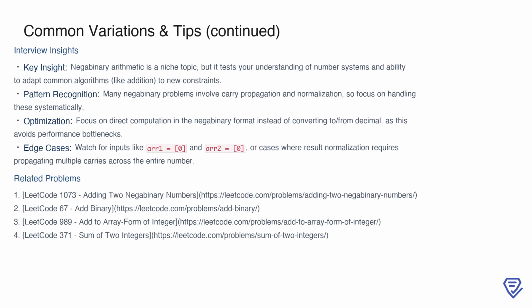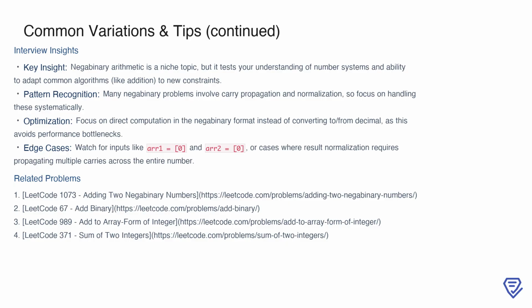When it comes to interviews, understanding the unique aspects of Negabinary arithmetic can give you an edge. This topic is less about memorization and more about demonstrating your ability to adapt standard algorithms, such as addition, to fit new constraints. A key pattern to focus on is carry propagation and normalization, as these are central to most Negabinary problems. Efficiently handling these systematically will help you avoid common errors. It's also worth prioritizing direct computation in the Negabinary format itself rather than converting back and forth to decimal, as this minimizes potential performance bottlenecks.